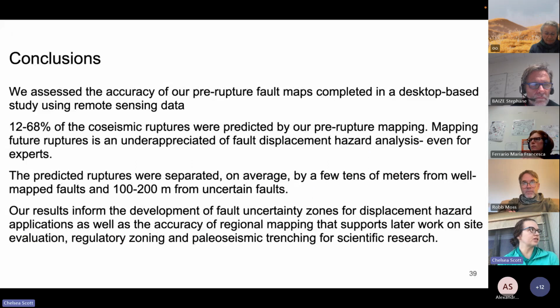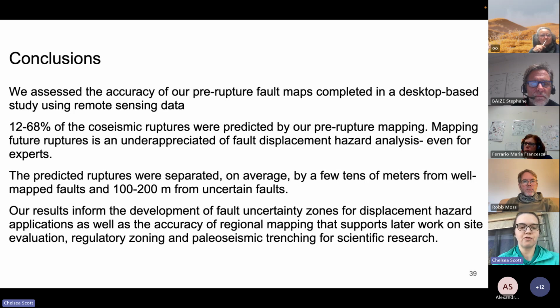So here are the conclusions for this part of the presentation. In this study, we assessed the accuracy of our pre-rupture fault maps completed in a desktop-based study using remote sensing data. We found that 12 to 68% of the co-seismic ruptures were predicted by our pre-rupture mapping. Mapping future ruptures is an underappreciated challenge of fault displacement hazard, even for experts. We found that the predicted ruptures were separated on average by a few tens of meters from well-mapped faults, and 100 to 200 meters for uncertain faults.